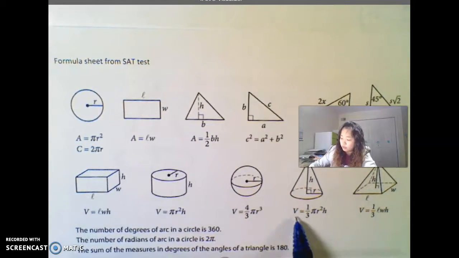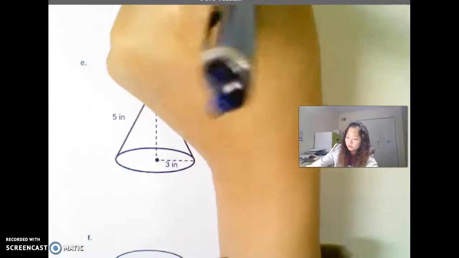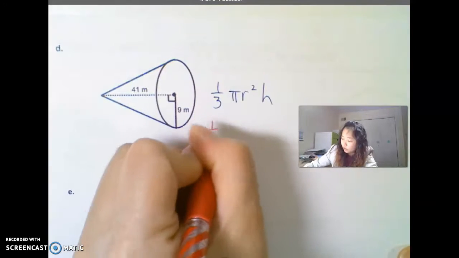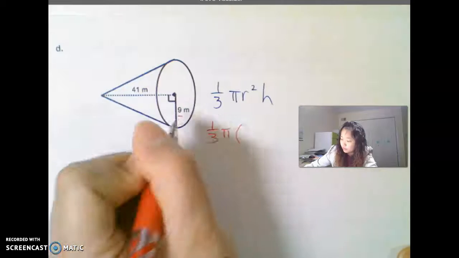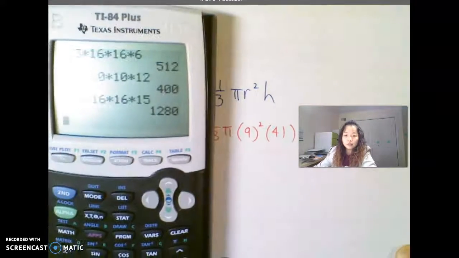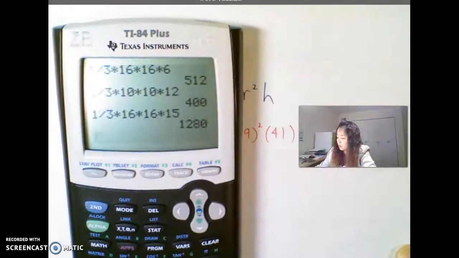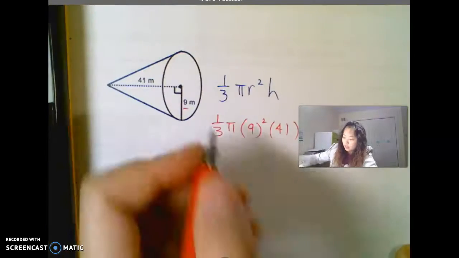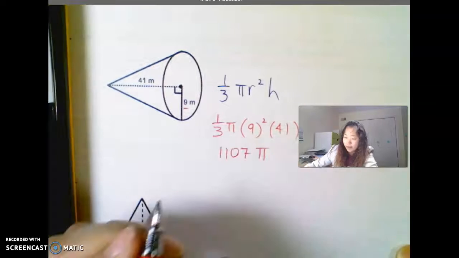So you see how cone volume is 1/3 pi r squared h. So we can just use that if you like. So 1/3 pi r squared h. That's what it says. Ooh, where am I? D. 1/3 pi r squared h. So 1/3 pi. What's the radius? 9 squared. What's the height? 41. Hey, they're not making us do anything on that one. That's good. So you do 1/3 times 9 squared times 41. We don't put the pi there yet. 1107, then put the pi.